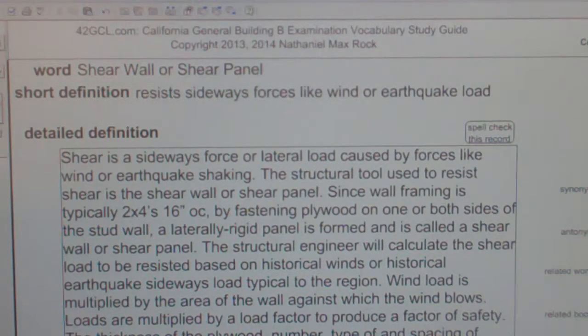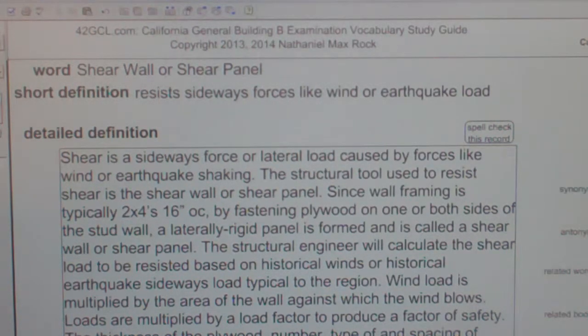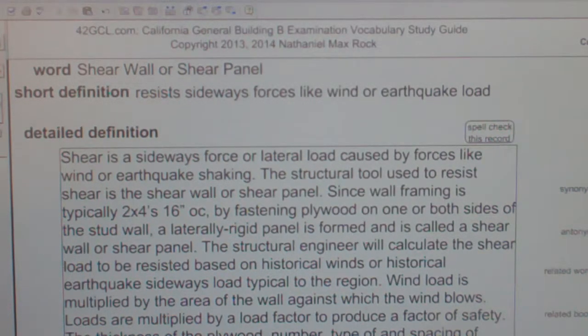A diaphragm is a horizontally laying shear wall, like the flooring system or flat roof of a structure. A shear wall or shear panel is the structural tool used to resist sideways forces like those produced by wind or lateral earthquake load.